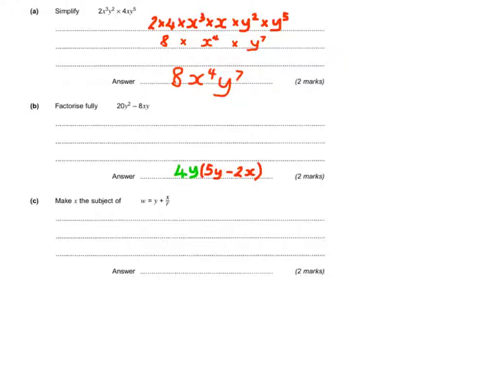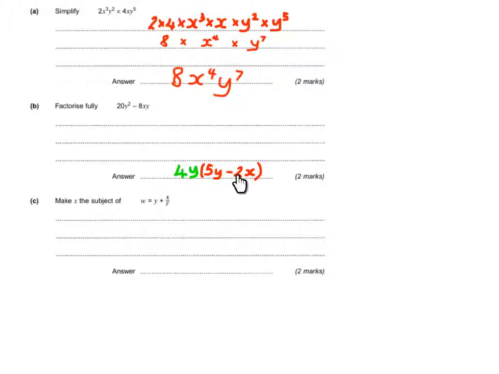So by 4 times y. So I'll take 4y outside the bracket, and then I'm saying 4y times what will give me 20y squared. Well, 4 times 5 will give the 20, and y times y will give the y squared. So 5y inside the bracket, and then 4y times what will give me minus xy.